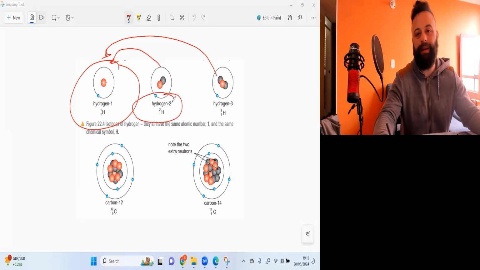This is called deuterium. It has just 1 proton and 1 neutron. And this is known as tritium. You can actually find this in seawater. It's not so common. It's used in nuclear weapons.